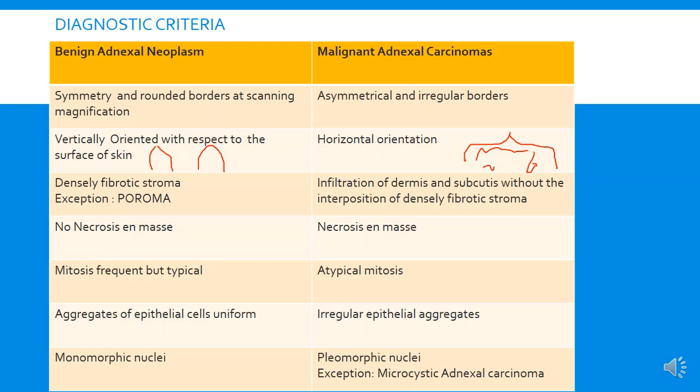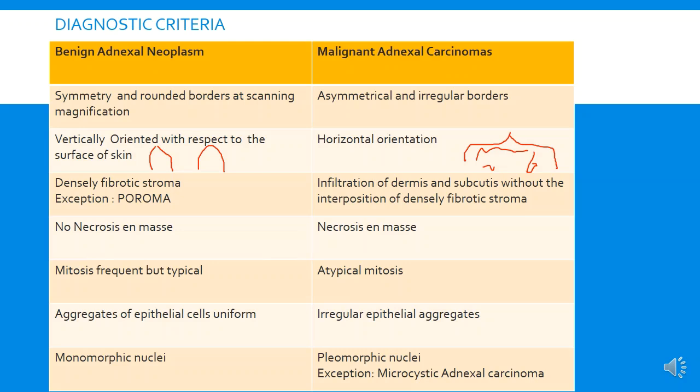There are always exceptions, and malignant adnexal carcinomas show infiltration of dermis and subcutis without interposition of densely fibrotic stroma. In benign adnexal neoplasms, there is usually no necrosis in mass, whereas in malignant adnexal carcinoma, there are areas of necrosis. Mitoses are frequent in benign tumors, but they are typical, whereas atypical mitotic figures are seen in malignant adnexal carcinomas. And in benign adnexal neoplasms, we usually have aggregates of uniform epithelial cells, whereas in malignant adnexal carcinoma, there is loss of polarity and there are irregular epithelial aggregates.